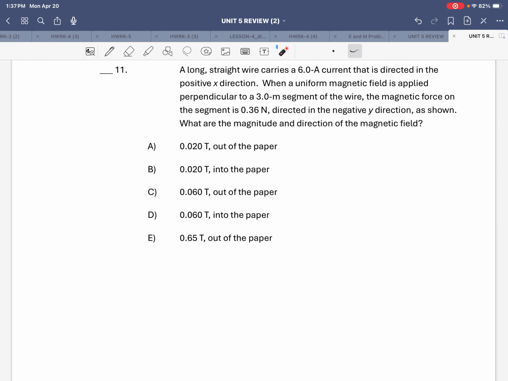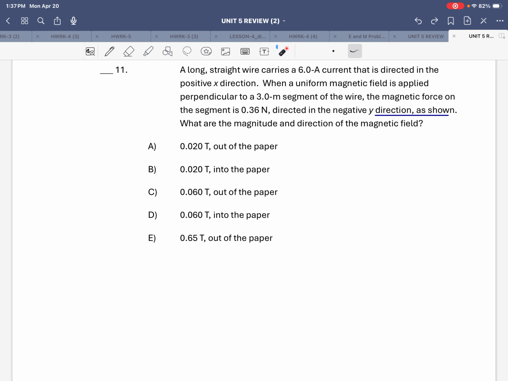Let's continue with question 11. A long straight wire carries 6 amps current directed in the positive x direction. Now, a uniform magnetic field is applied perpendicular to a 3-meter segment of the wire. The magnetic force on the segment is 0.36 newtons, directed in the negative y direction as shown. Actually, it's not really shown here, but we're going to draw this together. And what are the magnitude and direction of the magnetic field?